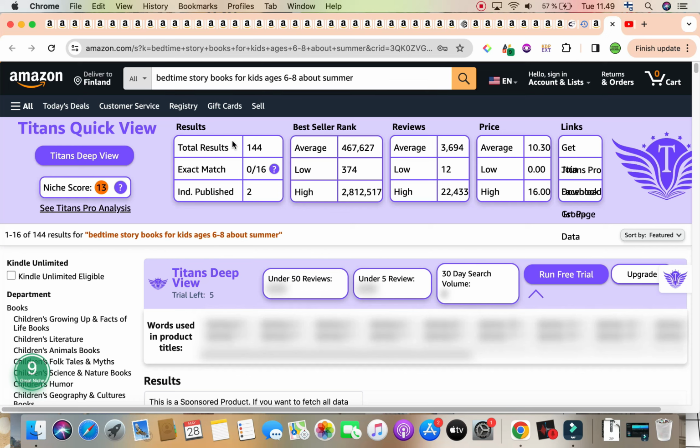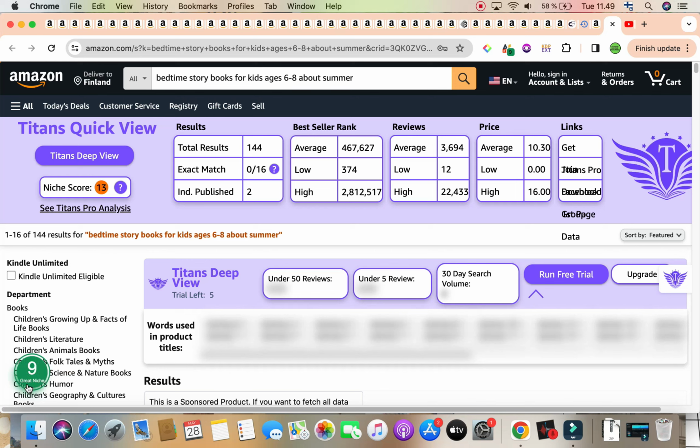Coming to the total results, they're sitting at 144, which is amazing, under 1,000. When it comes to the average bestseller rank, it's within the acceptable guideline that we are following, which is around that 400,000 range. Of course, the lower the better, and this one's averaging 467,627. Average reviews are a beautiful 3,694, and average price is $10.30. That is from the Self-Publishing Titans Chrome extension.